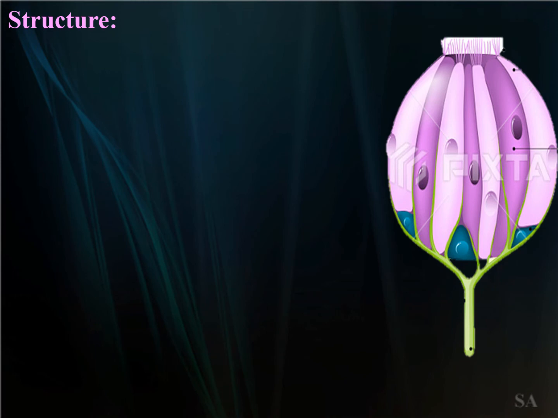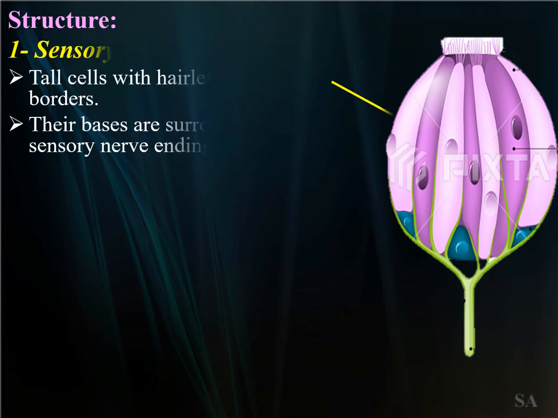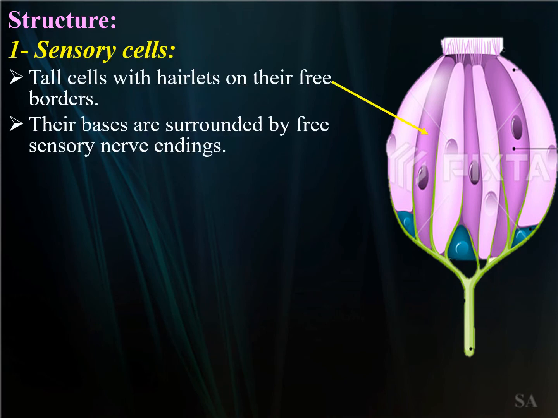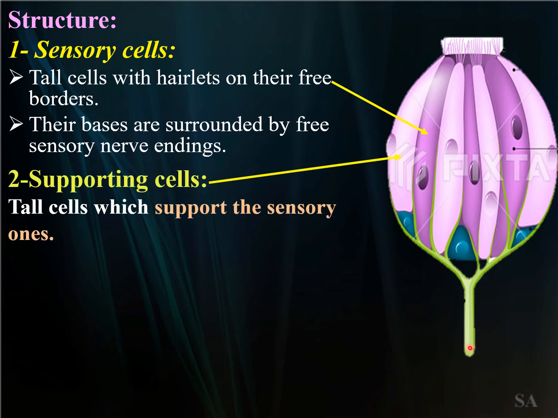Structure: it is formed of three types of cells. The first is the sensory cell, which is a tall cell and has a hair. This hair is the receptor of these cells at their free border. Their bases are surrounded by free sensory nerve endings. The second type is the supporting cells, which are pale and also tall cells.